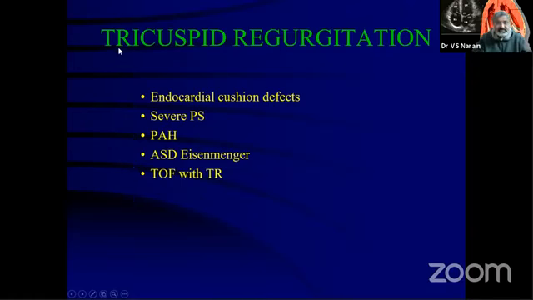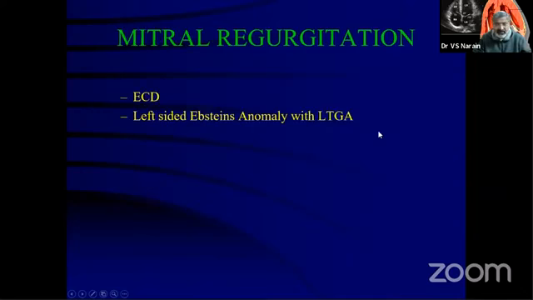Now from VSDs to murmurs of regurgitation. Tricuspid regurgitation: if you have endocardial cushion defect, or either severe PS or PH, Eisenmenger, wherever you have tetralogy or pulmonary arterial hypertension or severe PS, where you have tricuspid regurgitation, you will have a murmur of TR. What about a murmur of MR? Where you have endocardial cushion defect.